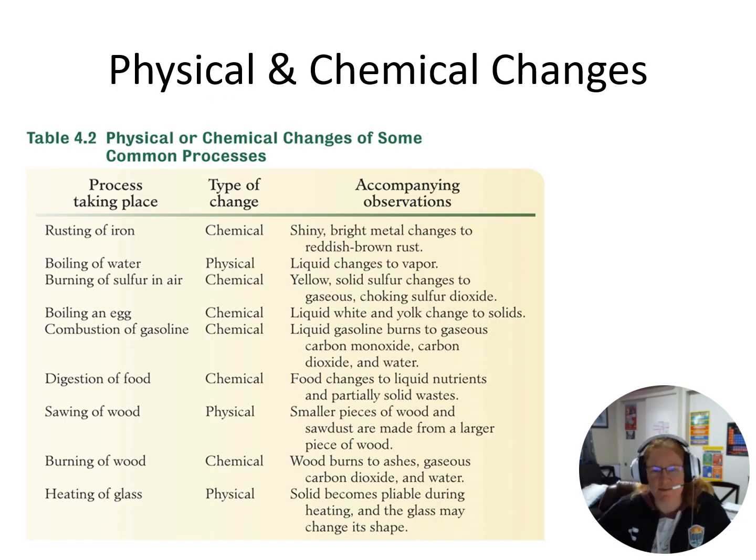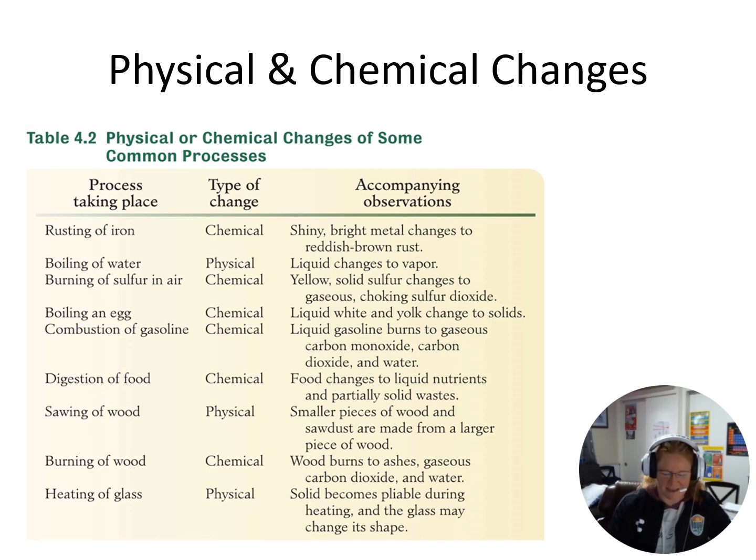Okay, so some examples here of different types of changes. Iron rusting is chemical, boiling water is physical, burning sulfur in air is chemical. Cooking is a chemical change, so boiling an egg would be chemical. Combusting gasoline is chemical. What happens in our bodies when we eat and digest food, there's a whole bunch of chemical reactions that take place. If I take a saw and just saw some wood, that's physical because I haven't done anything to it. I'm just breaking it into multiple pieces. But burning wood, that's a chemical change. Heating glass to melt it and reshape it into other things, that's physical.